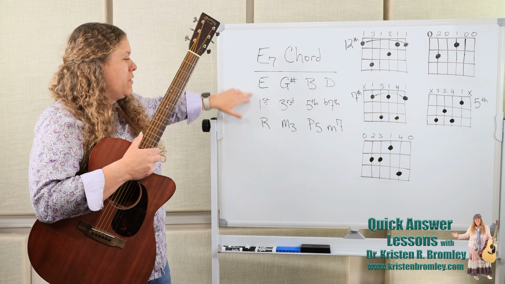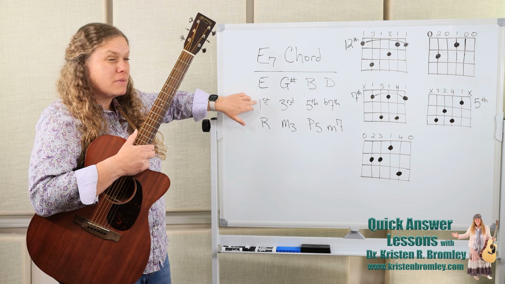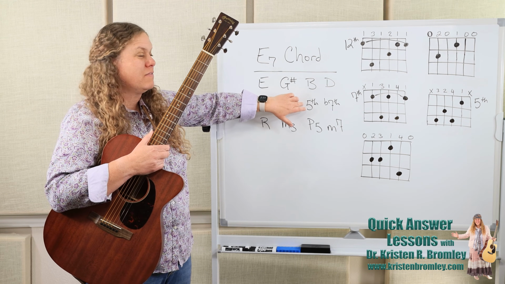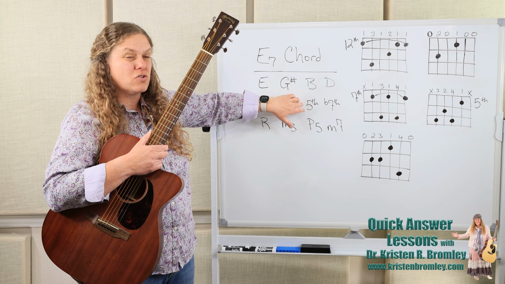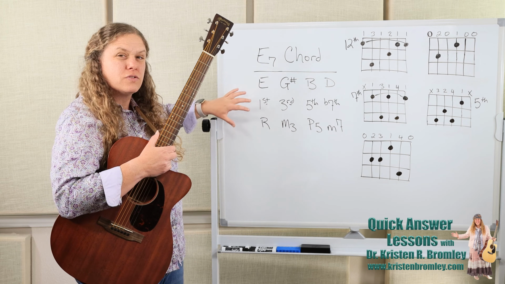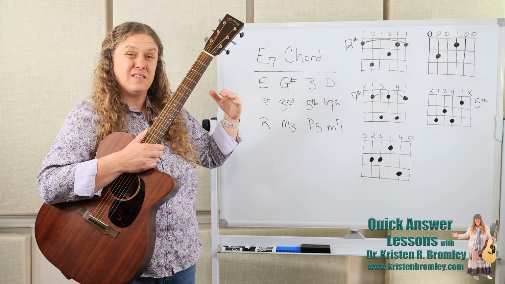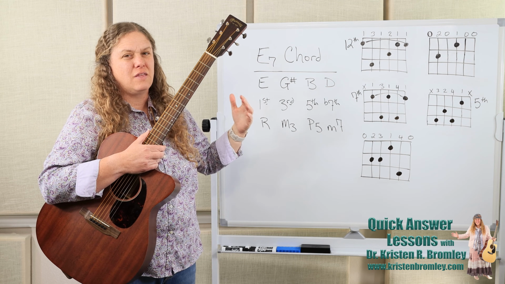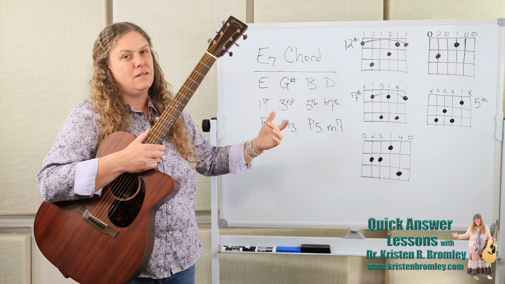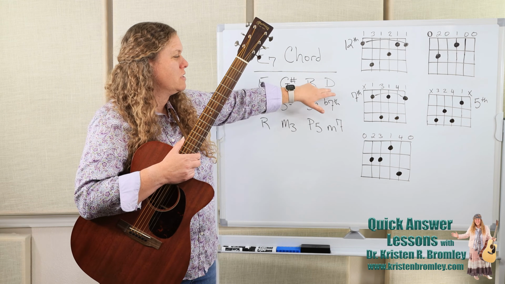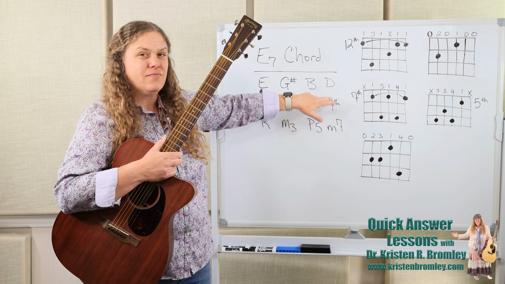So from that scale, the E is the first step of the scale, G sharp is the 3rd step of the scale, B is the 5th step of the scale. It's a major chord because all of those notes are both in the E major chord and in the E major scale, as they are in the E7 chord and in the E mixolydian mode. But the 7th, we add the D pitch here, which is the flatted 7th. That's what the D is.